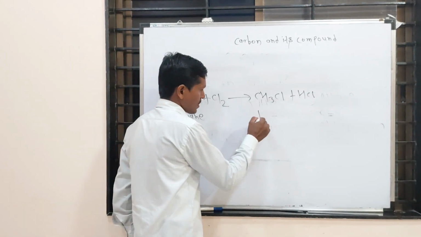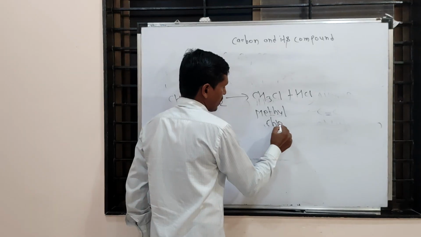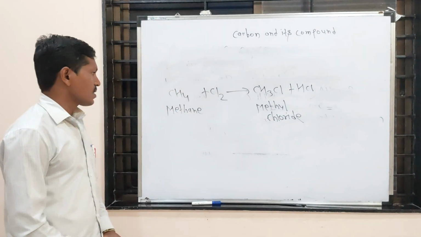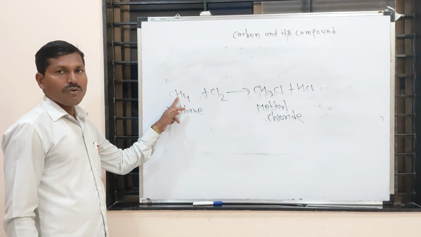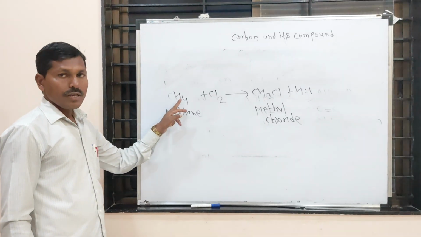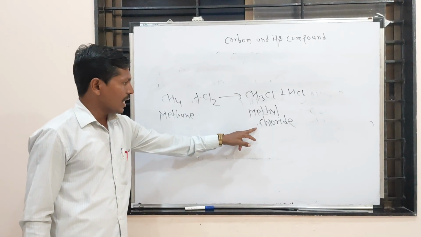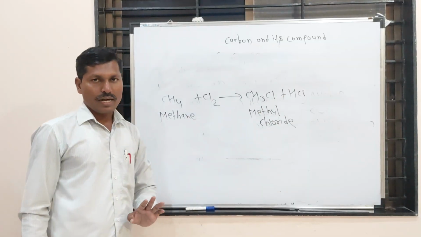CH3Cl is called methyl chloride. Here what happened, you see? One of the hydrogens from the methane is replaced by the chlorine. So we are getting methyl chloride plus HCl.